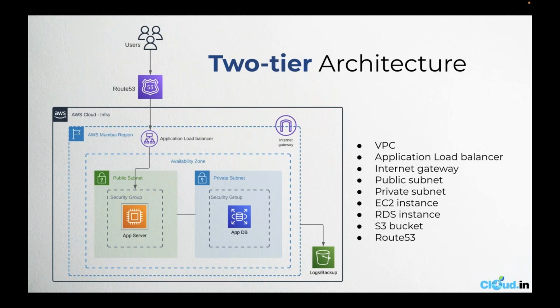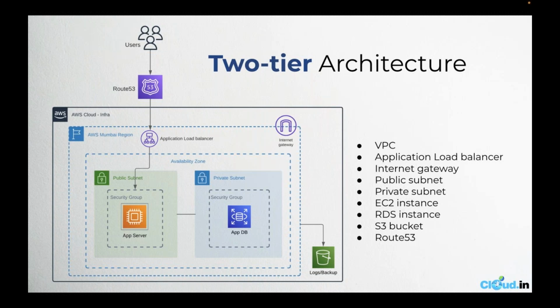Next is the S3 bucket, used to store and retrieve any amount of data. Then Route 53 is a global DNS service offered by AWS, which allows you to route the traffic to your application resources based on the domain name or IP address. It resolves the domain into the IP, and it can also be used to route traffic to the load balancer, EC2 instances, and other resources hosted within your VPC.